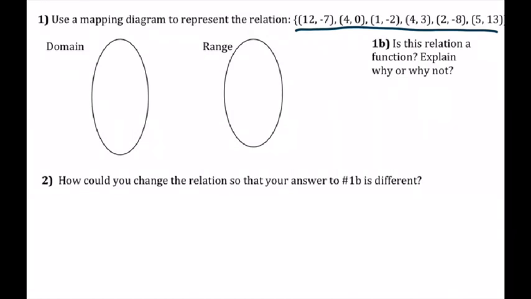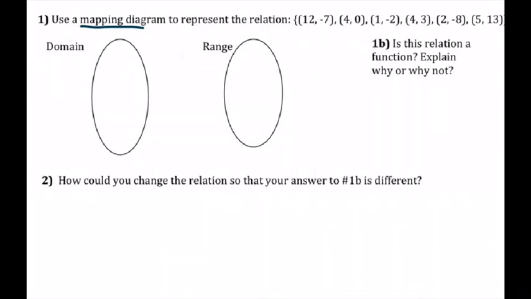Okay, that's a relation right there because it's a set of ordered pairs. We're going to make a mapping diagram for it. And so what you do is you are going to make 2 ovals. Okay, so everybody's got your 2 ovals on your paper. And on the left oval, that's your domain, and on the right is your range.